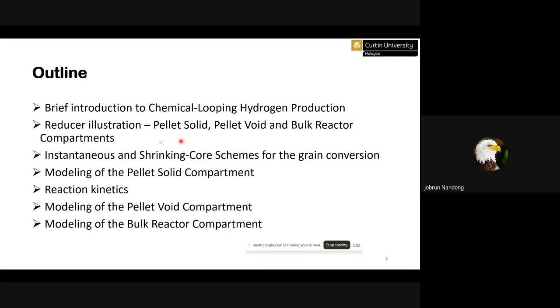Roughly, I'm going to talk about the introduction to chemical looping hydrogen production as a motivation. And then we look at the illustration, how we view this process. We can divide the process into three compartments: pellet solid, pellet void, and bulk reactor compartments. Again, this depends on the modeler.